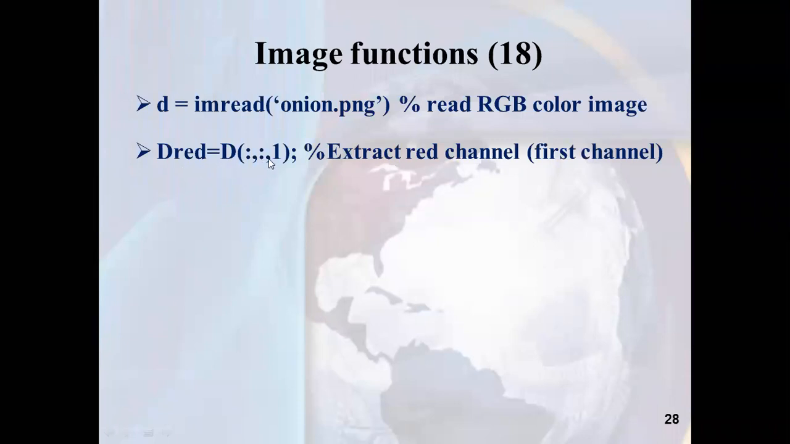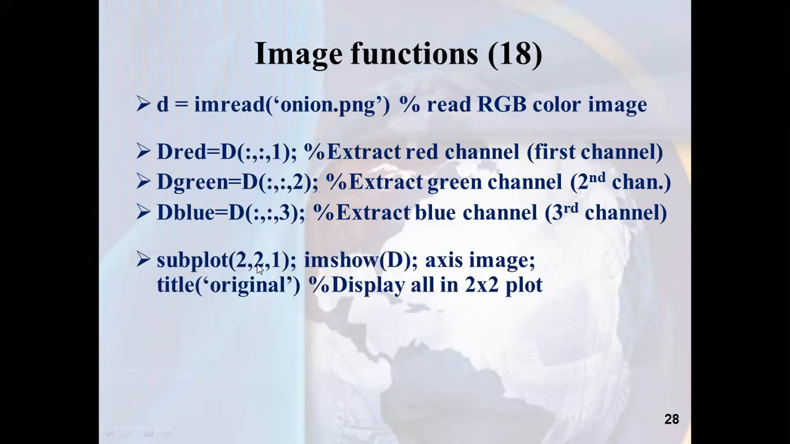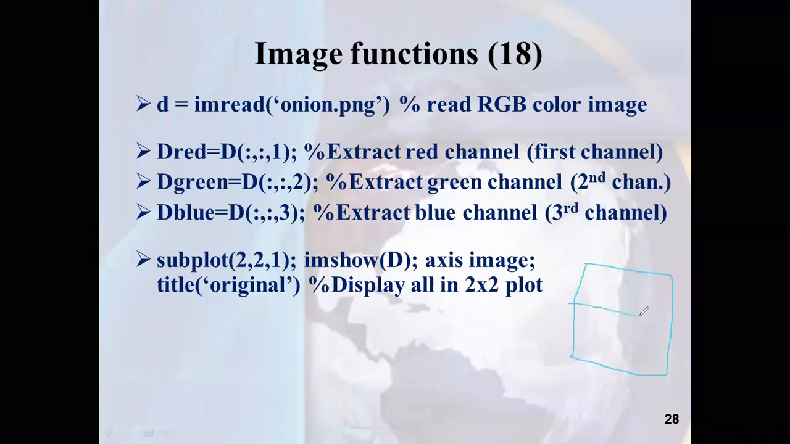D red, D comma 1, this is the red channel. D green and D 3, this is the blue channel. So we talked about this before. Subplot 2, 2 means we have 2 rows, 2 columns, so we have 4 plots. So this is 2 by 2. Subplot 2, 2, 1, image show D. So D is the original image, so here we have the original image with title original.